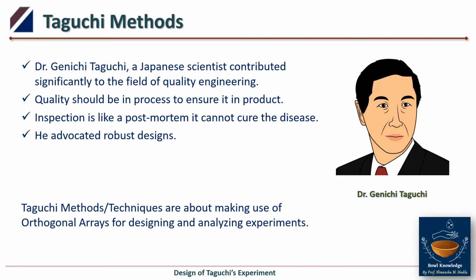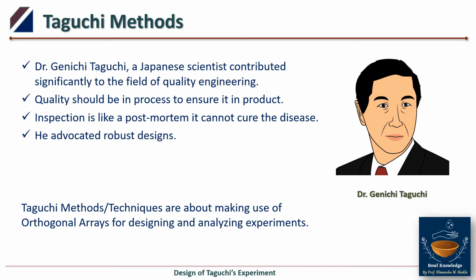So as per his philosophy, inspection is like a post-mortem. It cannot cure the disease. So the damage is done. Now you are just inspecting whether it is done, and if it is done, how much it is done. So he advocated robust designs. Now robust designs, as I already said, means that the experimental setup will ensure that there will be minimum error, and minimum effect of noise factor. Noise factor means the factor which disturbs the result of experiment.